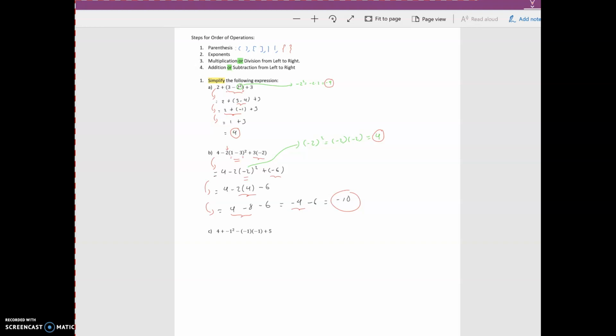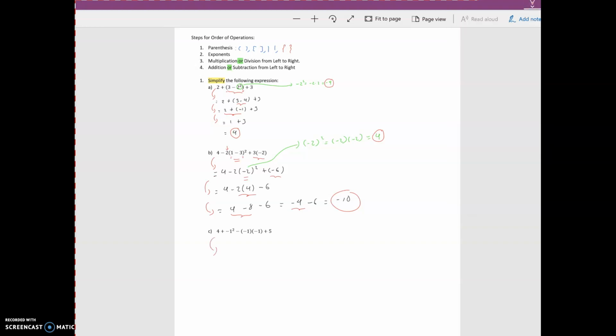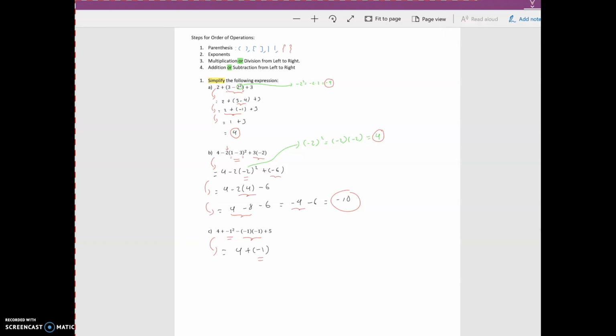Now let's go to number C. And in number C, we're basically looking at the following. We're going to have to simplify the negative 1 to the second, and then also multiply the negative 1 and the negative 1 before those numbers get added to any other terms. So we're looking at this is equivalent to 4 plus a negative 1 squared is going to be plus a negative 1. So that's the result of the negative 1 squared.